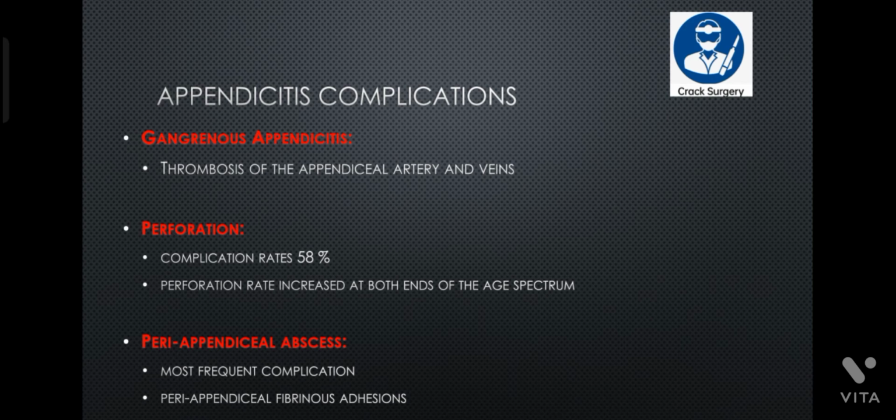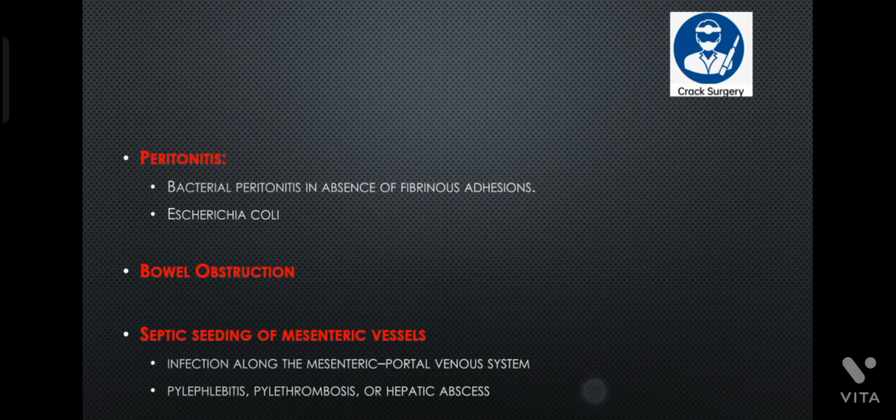Most common cause is perforation. The complication rate is 58%. Perforation rate increases at both ends of the age spectrum. Periappendiceal abscess, the most frequent complication, with periappendiceal fibrinous adhesions. Next is peritonitis. Bacterial peritonitis in the absence of fibrinous adhesion. E. coli is the most common organism. Next is bowel obstruction due to the inflammation. Septic seeding of mesenteric vessels.